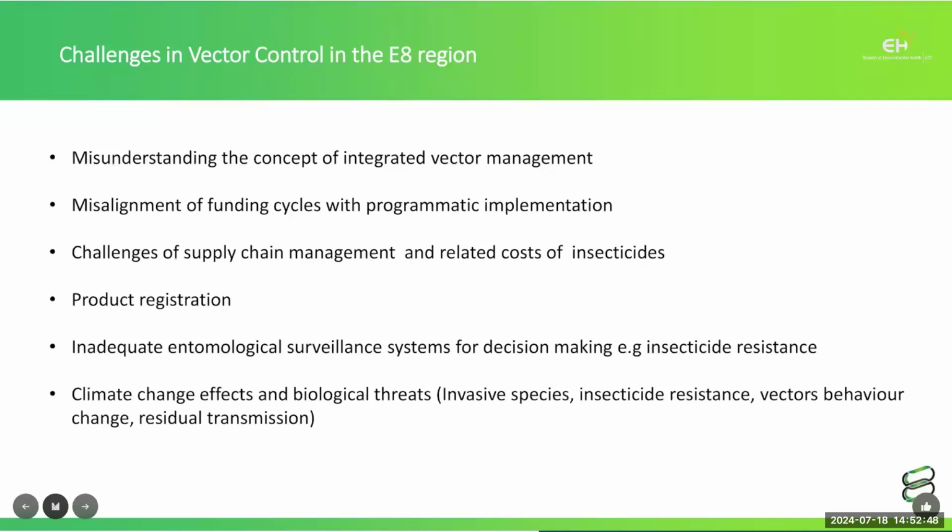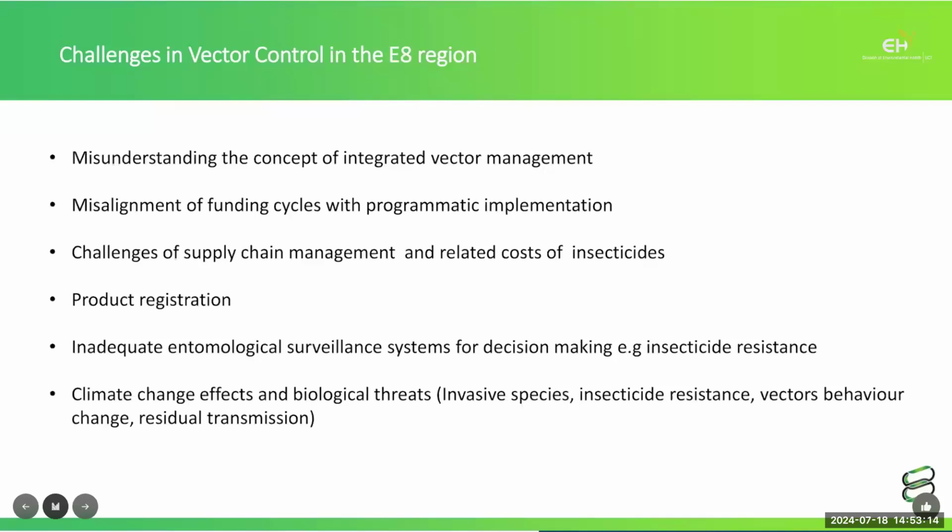So you can imagine if you have resistance, let's say, to one product, and it takes you 2 to 3 years for that product to be registered, then it means that the impact on your malaria disease is being affected by the process of ensuring that product is registered. How then, at a regional level, do we work together to ensure that these are streamlined?